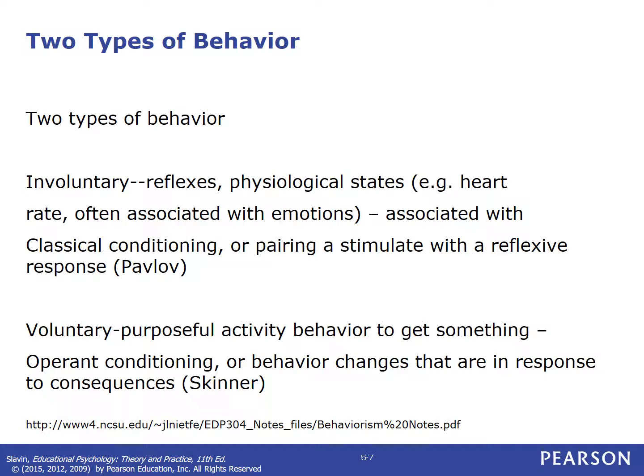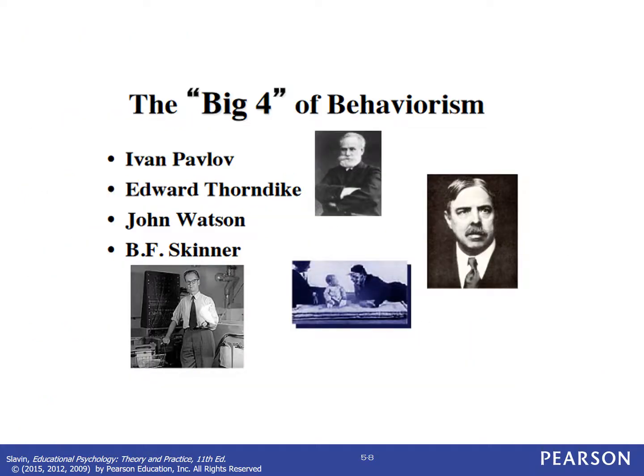These are very unclear right now, I get that, but just for now, remember classical is involuntary and operant is voluntary. So there are four big theorists in behaviorism, and we're going to talk about two of them today: Ivan Pavlov, Edward Thorndike, John Watson, and B.F. Skinner.